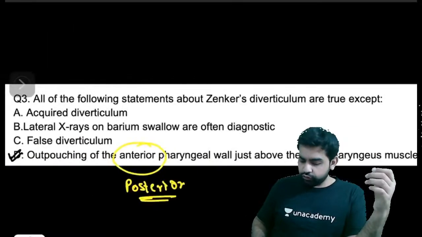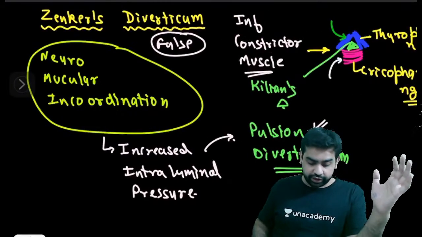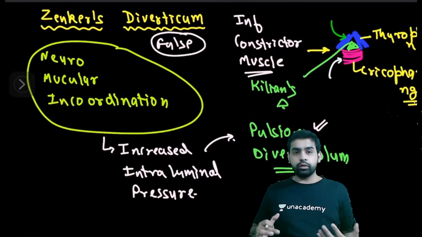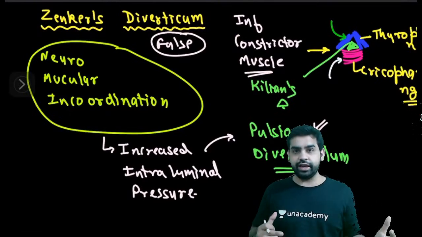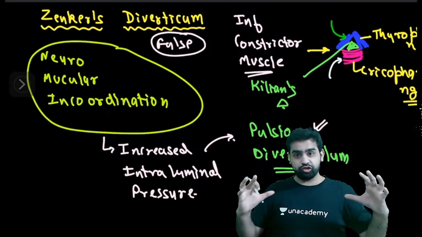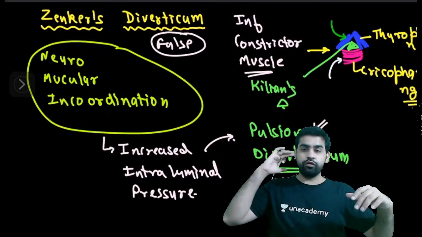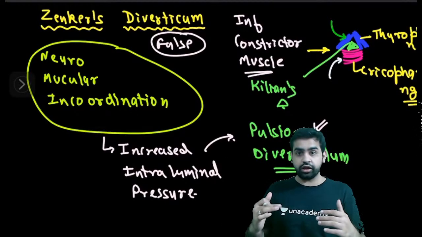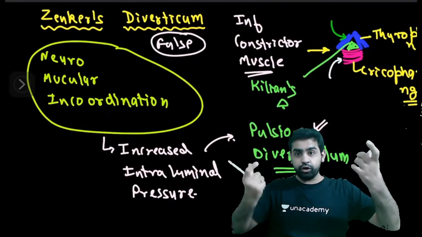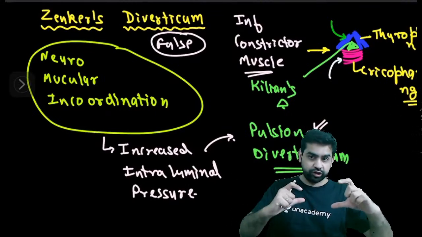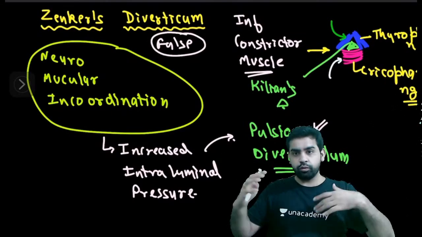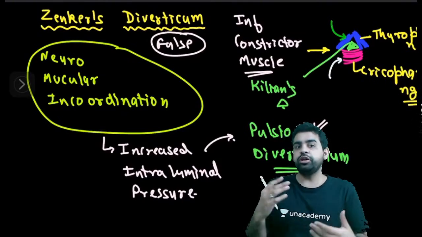So first we talked in detail about Zenker's diverticulum. What is Zenker's diverticulum, guys? We have an inferior constrictor muscle, consisting of the thyropharyngeus and the cricopharyngeus. These two are working in the same office, that is the inferior constrictor, but they are receiving nerve supply from two different bosses. So obviously there is going to be a neuromuscular incoordination.